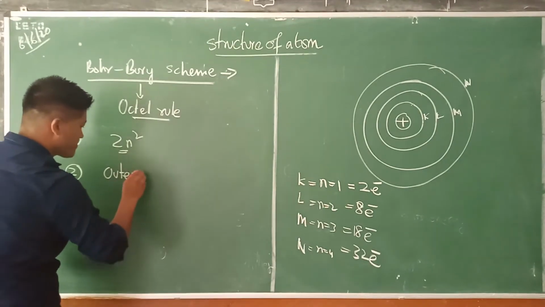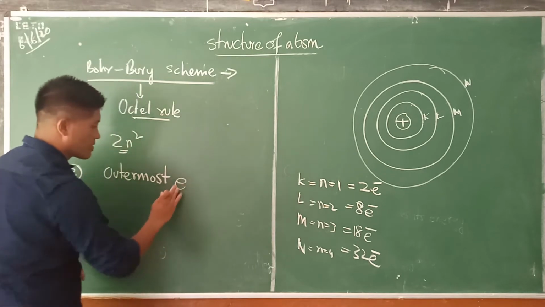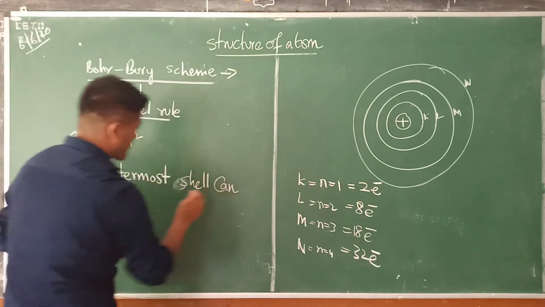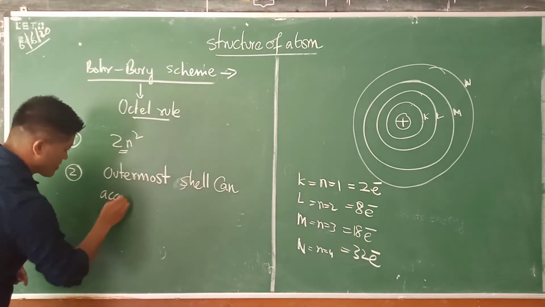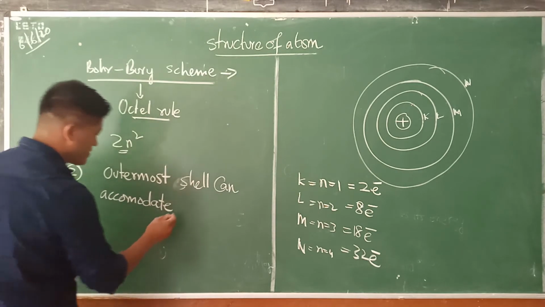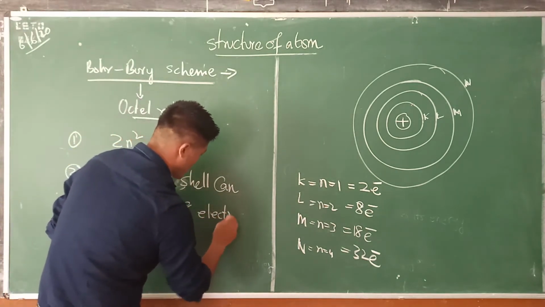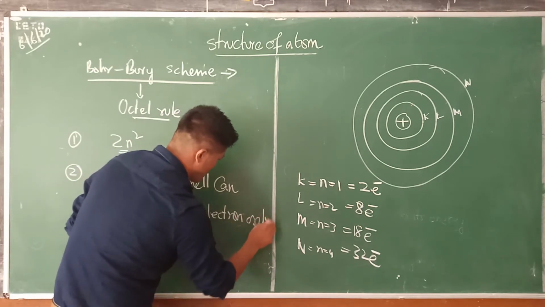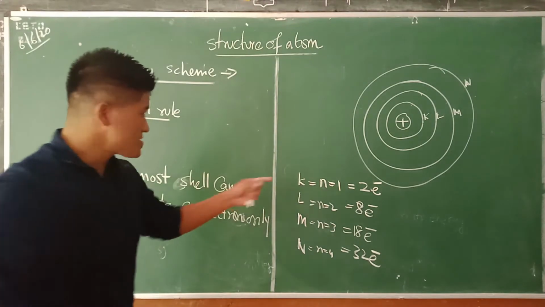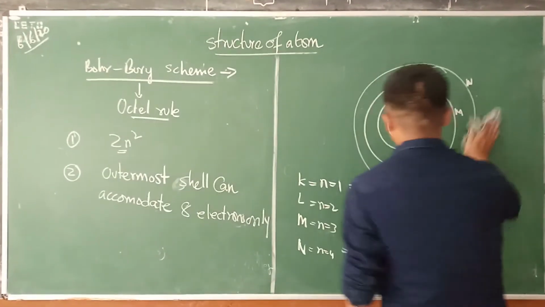Outermost shell can accommodate 8 electrons only. Okay? Now, in order to understand this, we will write some electronic configurations here.